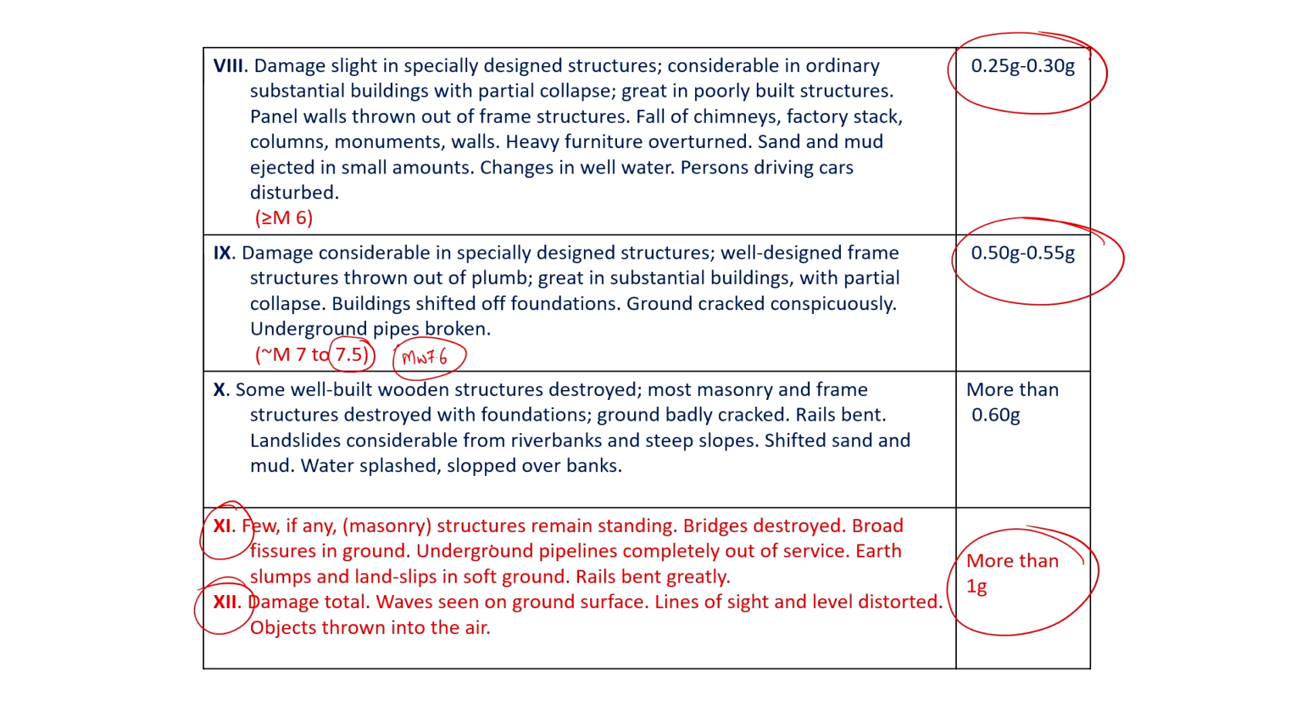Masonry structures and standing bridges are destroyed, broad fissures develop, and total damage will be at intensity 12. That will definitely correspond to a magnitude greater than 7.5 or around 8. And in this case you will see that objects are most likely to be thrown into the air. So that will be the situation here.